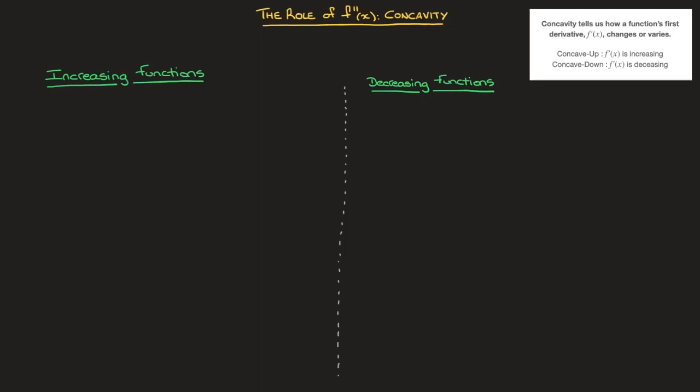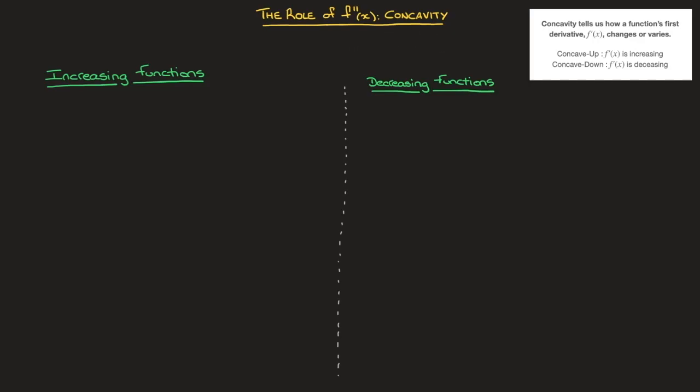In other words, the concavity of a function tells us whether its derivative is increasing, so getting bigger and bigger, or decreasing, so getting smaller and smaller. And to illustrate that, I've split the screen into two. We're going to look at different types of increasing functions as well as different types of decreasing functions. And in each of those cases, we're going to be talking about the second derivative, and therefore the concavity.